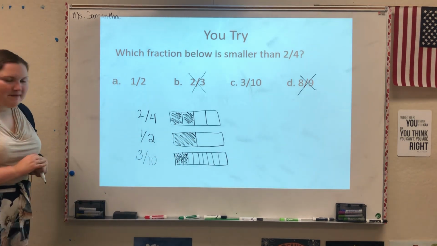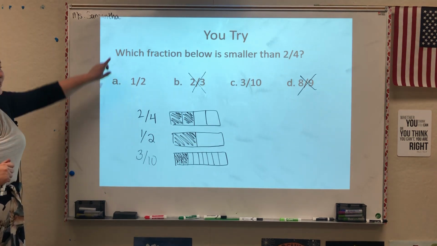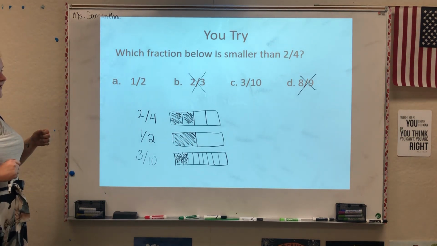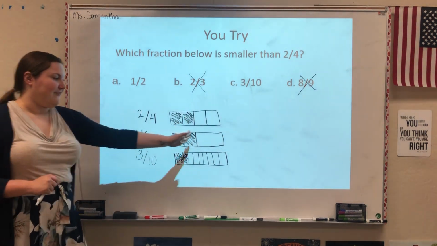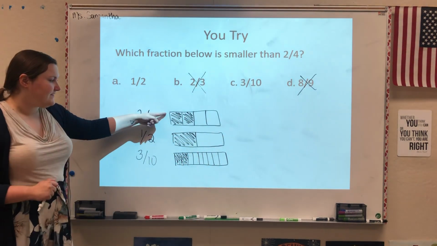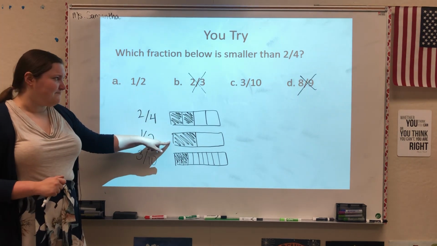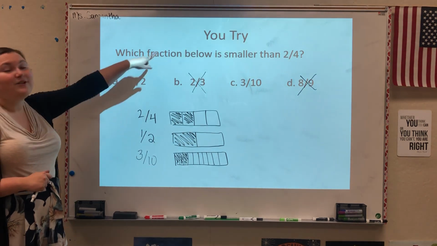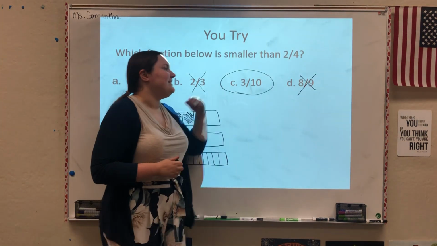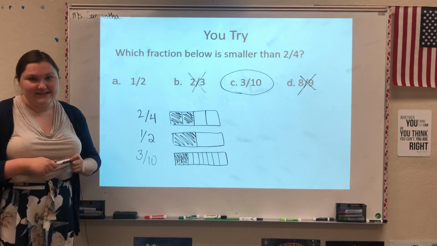And now using that picture to help me out, I can see which fraction below is smaller than 2/4. We already knew these were greater than 1/2, so they would have had more shaded in than the 2/4. 2/4 and 1/2 are the same, but 3/10 is smaller. So of all of these, the one that's smaller than 2/4 would be C, the fraction 3/10.